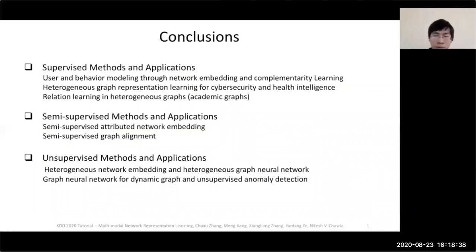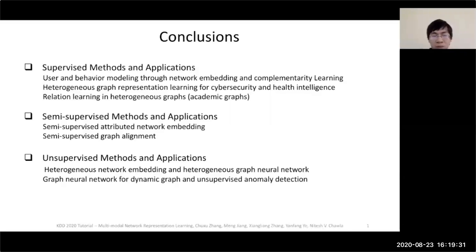Hello, everyone. This is Chuxu. At last part, let me summarize and conclude the tutorial. In this tutorial, we focus on network representation learning using multimodal data. According to different machine learning strategies, the main content of this tutorial includes three parts. The first part is about supervised methods and applications. We introduce user and behavior modeling through network embedding and complementary learning. We also introduce heterogeneous graph representation learning for cybersecurity and health intelligence. In addition, we present some relation learning models in heterogeneous graphs, especially in academic graphs.